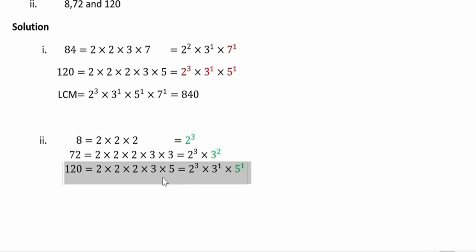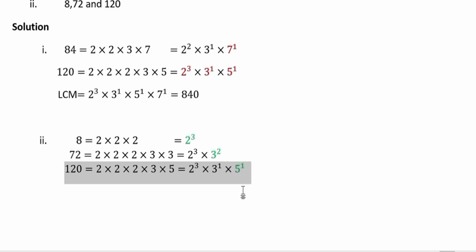120 will give us 2 times 2 times 2 times 3 times 5. So this one in power form will be 2 cubed times 3 raised to power 1 because there is only 1 3 here, then times 5 raised to power 1 because there is only 1 5.